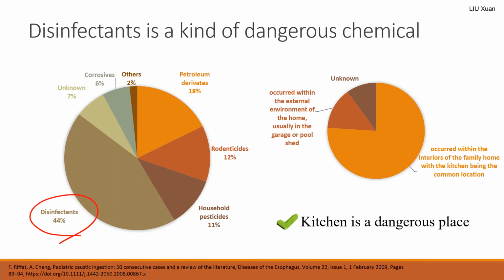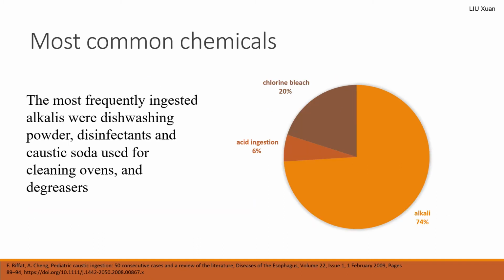And please look at the chart on the right. We can find most cases occur within the interior of the family home, with the kitchen being the most common location. And we can easily come to the conclusion that kitchen is a dangerous place and disinfectant is a kind of dangerous chemical. In this survey, researchers also found the most common chemical is alkali, over 74%, and the second one is chlorine bleach, only 20%. The most frequently ingested alkalis were dishwashing powder, disinfectants, and caustic soda used for cleaning ovens and degreasers. That is why the injuries often happen in the kitchen.